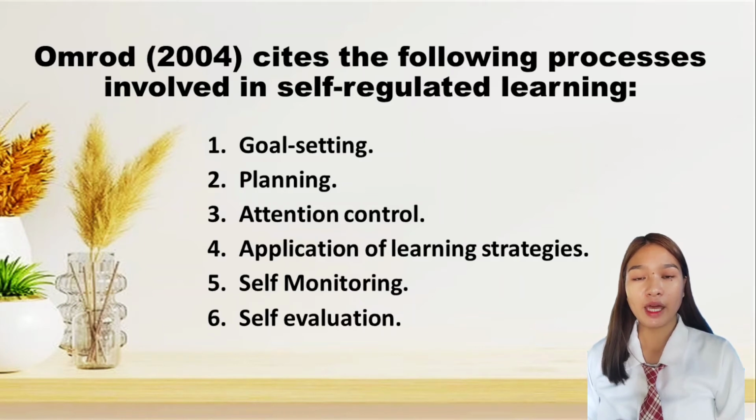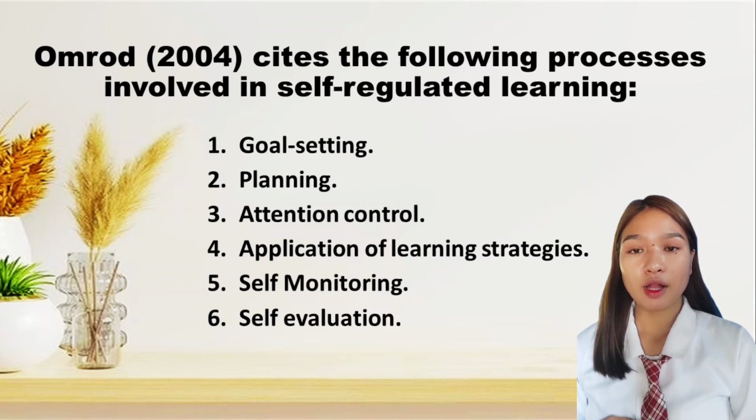Fourth, application of learning strategies. Self-regulated learners choose different learning strategies depending on the specific goal they want to accomplish. Fifth, self-monitoring. Self-regulated learners continually monitor their progress toward their goals, and they change their learning strategies or modify their goals if necessary. Sixth, self-evaluation. Self-regulated learners determine whether what they have learned is sufficient for the goals they have set.